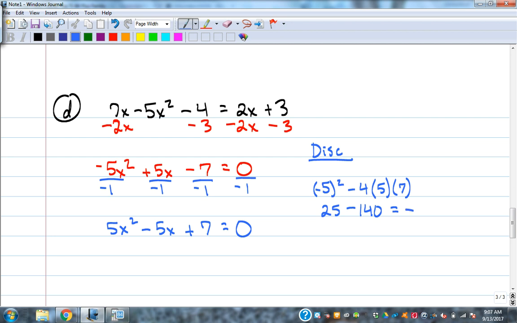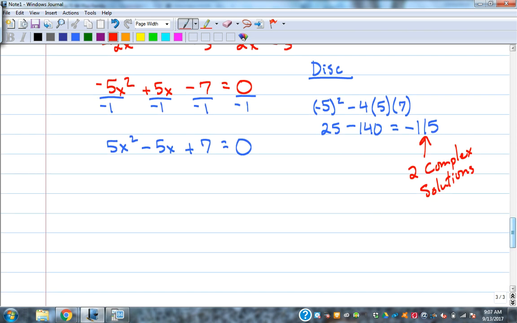So the discriminant is a negative number. What negative number? Negative 115. Again, that tells us we have what kind of solutions? 2 complex. All right, 2 complex solutions. Let's find those complex solutions. X equals negative b plus or minus radical b squared minus 4AC, divided by 2a, and a is 5.